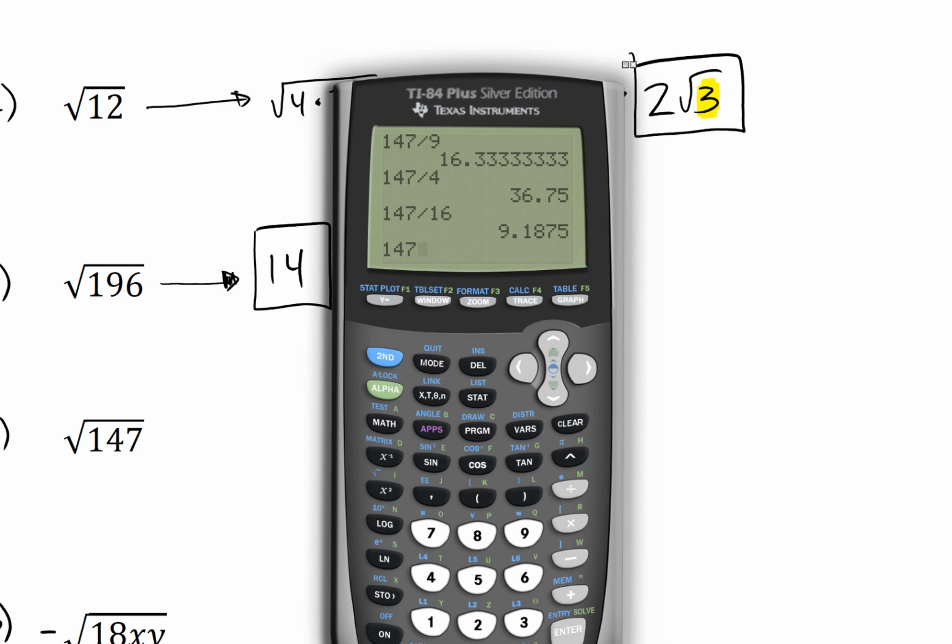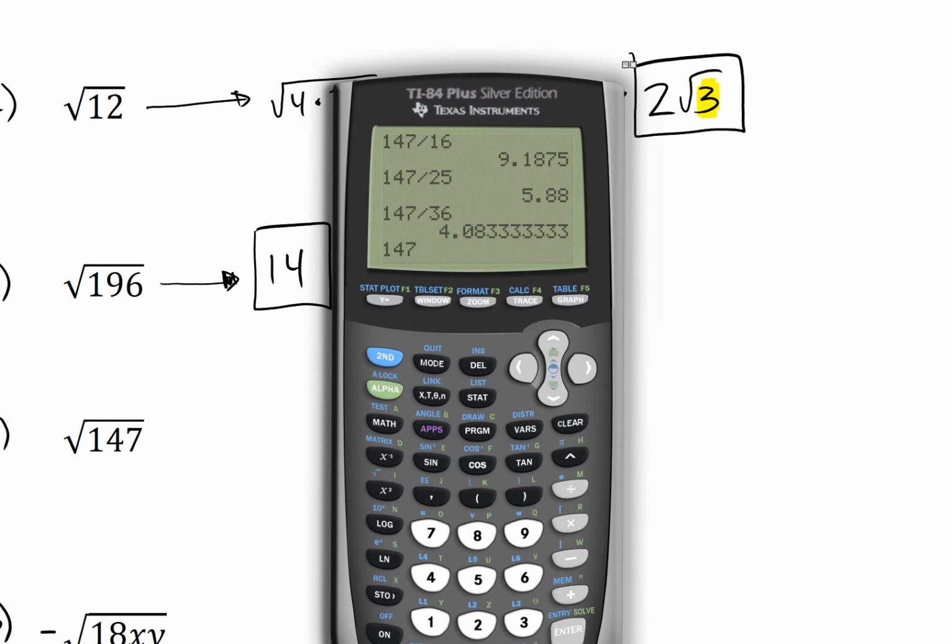147 is definitely not divisible by 25. So you might ask yourself, well, then why are you trying it? I don't know, I'm desperate. 147 divided by 36, I got nothing.